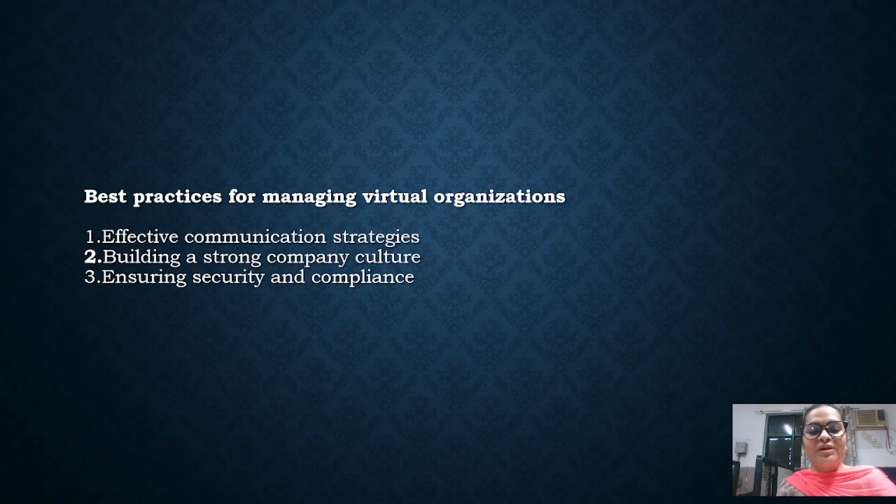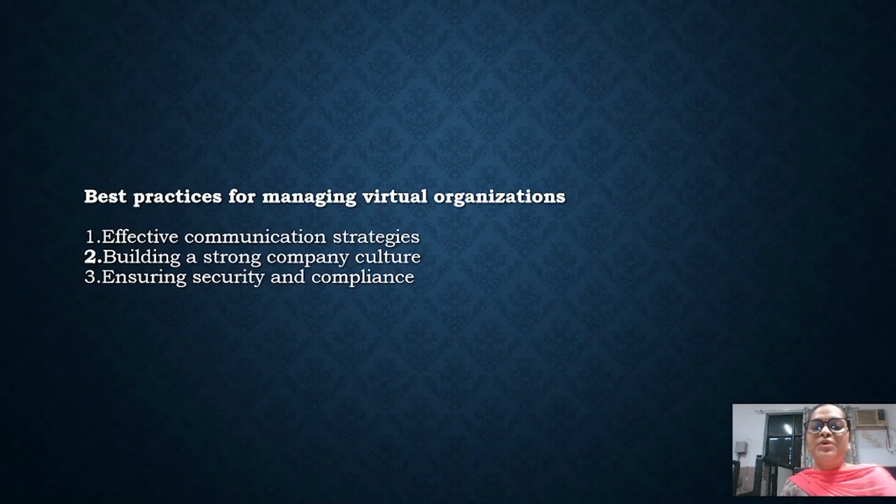Video conferencing can help to simulate face to face interaction. And also clear communication channels should be established. Establishing clear communication channels and protocols will help to reduce confusion. It will ensure that everyone knows where to go for information and for support.